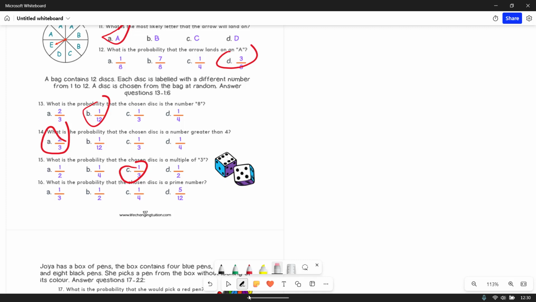What's the probability that the chosen disc is a prime number? So let's go through the primes: 2, 3, 5, 7, 11. So that's 5 out of 12. So it's D. 16 is D.